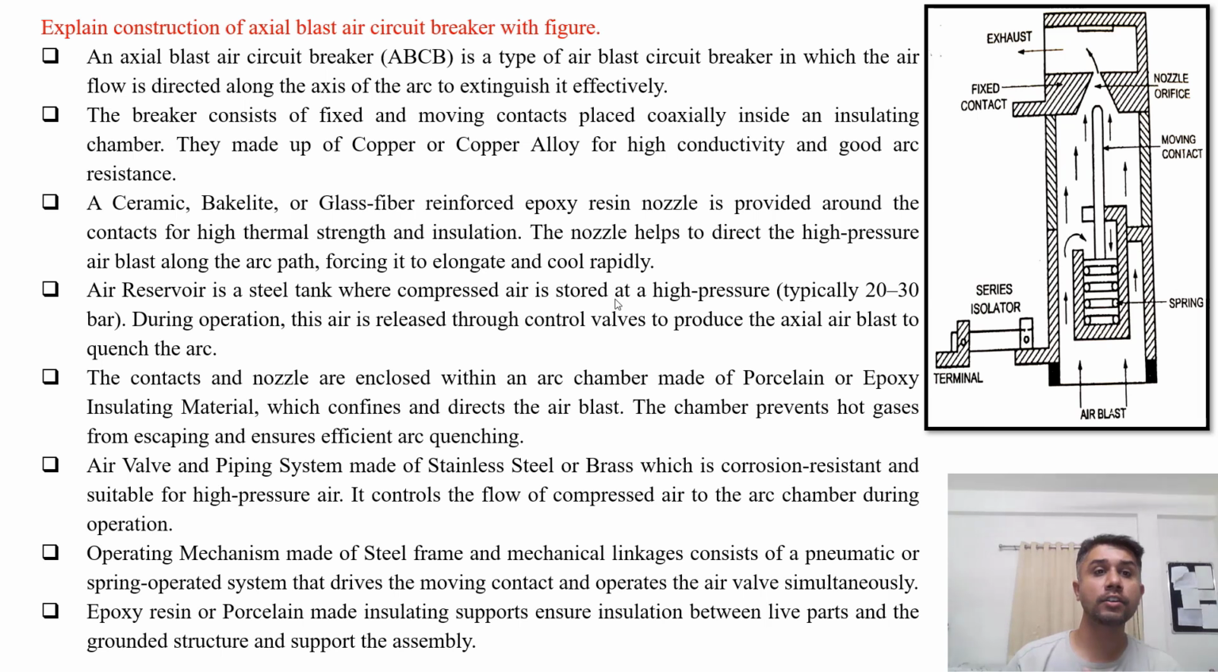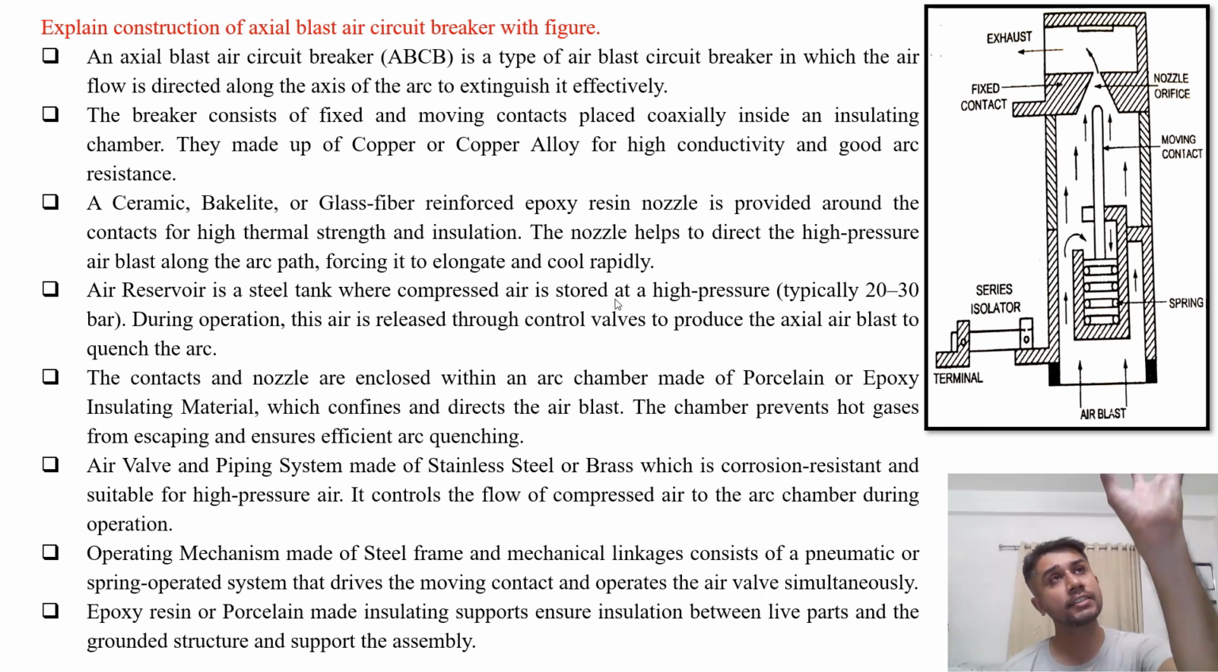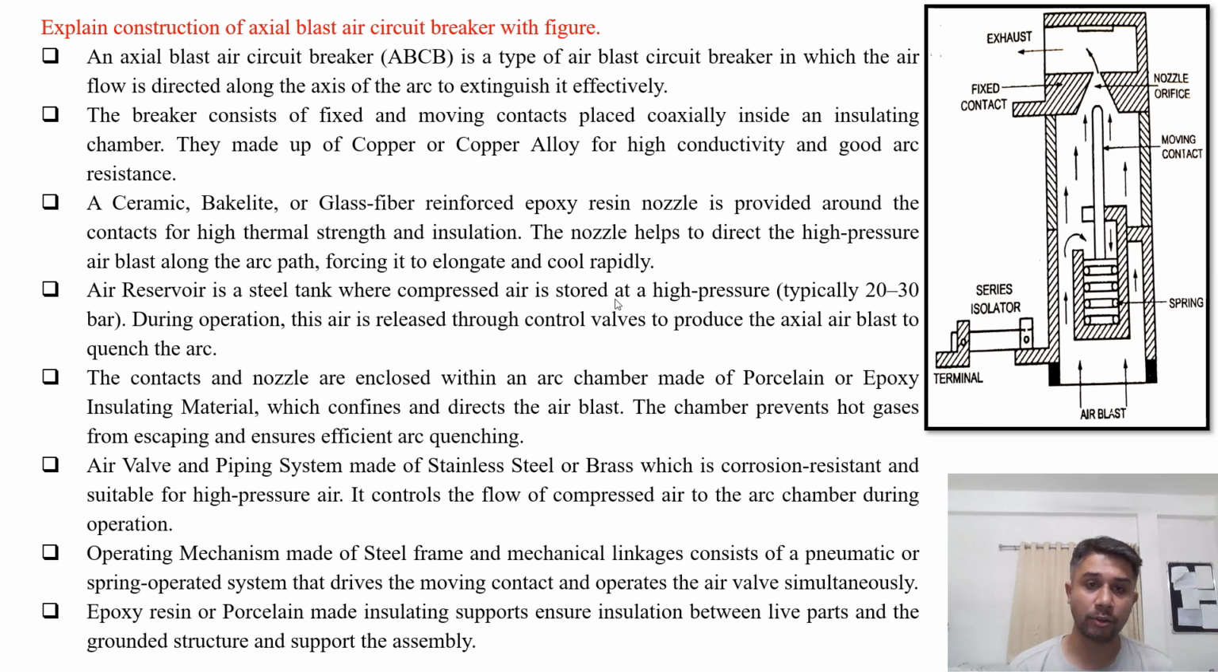Explain construction of axial blast air circuit breaker. So the axial blast air circuit breaker is a type of air blast circuit breaker in which the airflow is directed along the axis of the arc to extinguish the arc. The air blast or the flow of the air is in the direction of the arc to quench it effectively and efficiently. The breaker consists of fixed contacts and moving contacts, placed inside the insulating chamber like this.